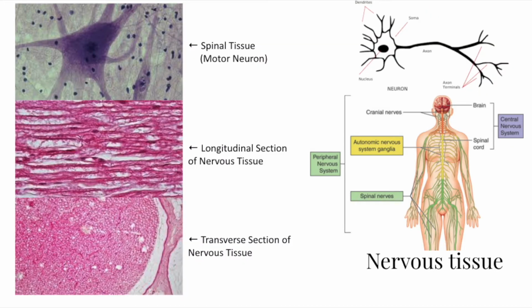Nervous tissue is made up of neurons. Neurons have specific structural features that process and pass along information in the form of electrochemical signals. These features include dendrites, an axon, and synapses.